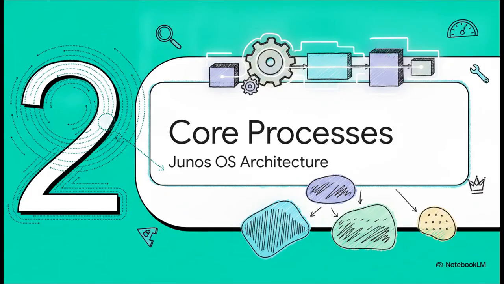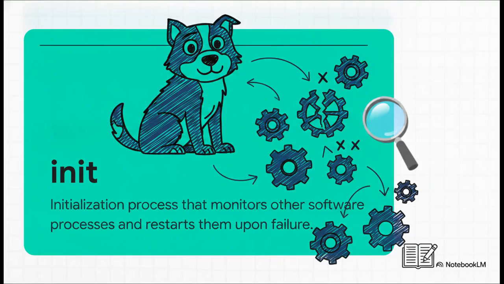Moving on to Section 2, Core Junos OS Processes. Once you're inside the CLI, you basically have the keys to the kingdom. But before we start monitoring, we kind of need to know what's actually running in the background. Think of the init process as your master watchdog. It's the very first thing to wake up when the device boots, and it immediately starts supervising absolutely everything else.